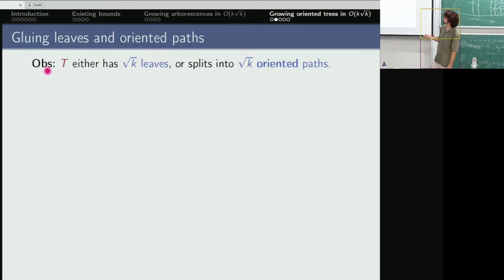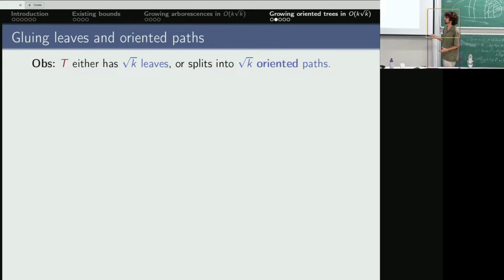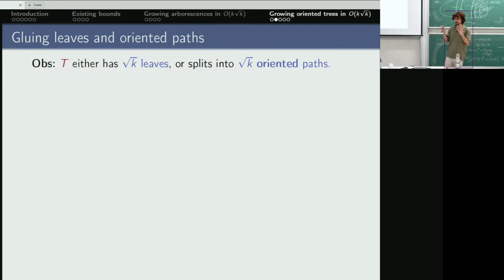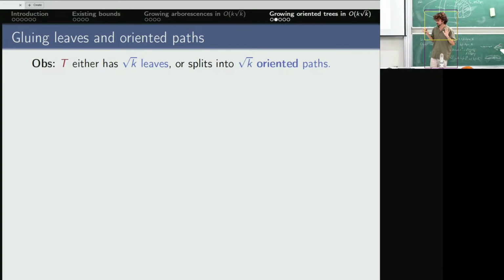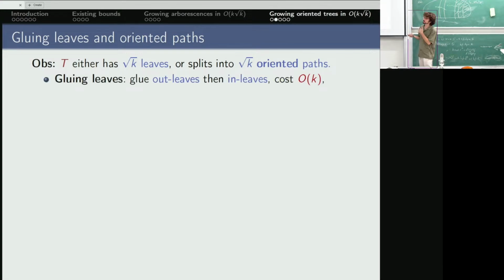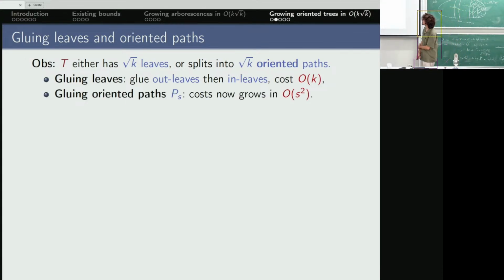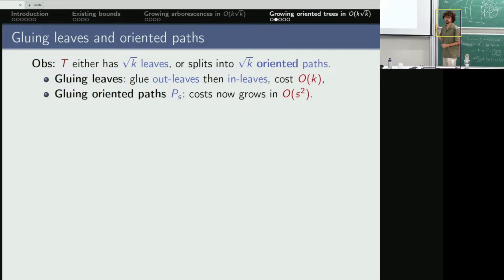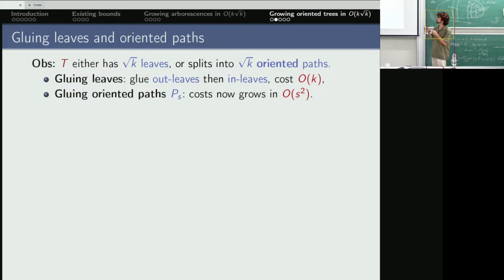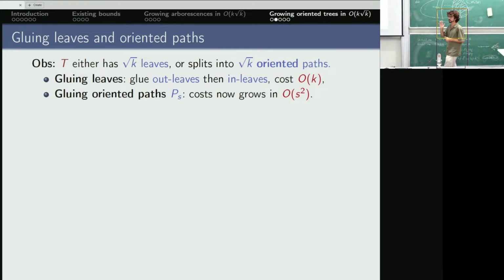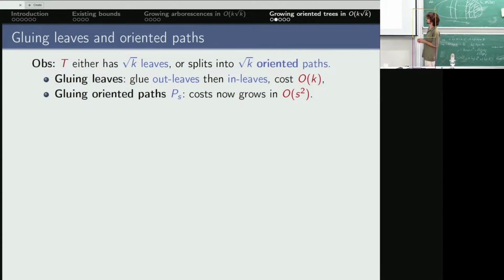So the same observation, that you still try to do induction, right? If T has a lot of leaves, then you can glue out leaves, then in leaves, and this will still cost you big O of K. It doesn't cost you much to do out neighbors, then in neighbors, and this way you can glue all leaves. But gluing oriented paths, this you cannot do with our previous lemma. By oriented path I mean any orientation of a path. It's not a directed path, it's any kind of direction on any edge.